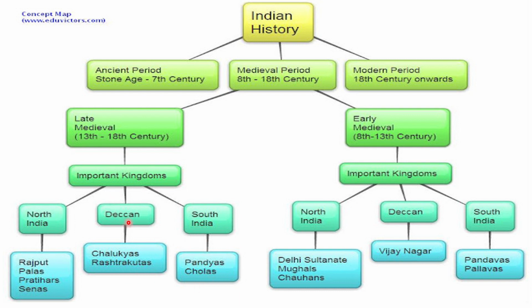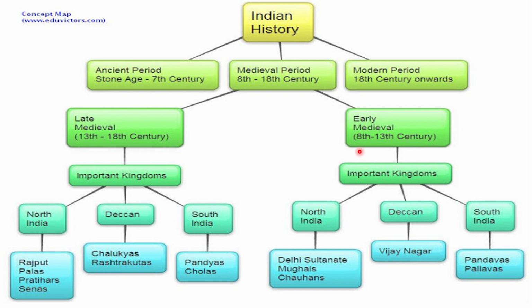Deccan will be coming like Madhya Pradesh in present day India, and North India most probably Punjab, Haryana, Uttar Pradesh, like that. In South India, Pandyas and Cholas are very powerful in Tamil Nadu, Kerala and even some part of Karnataka.